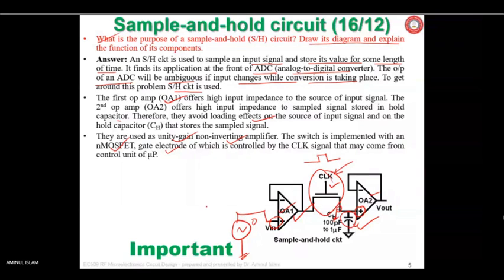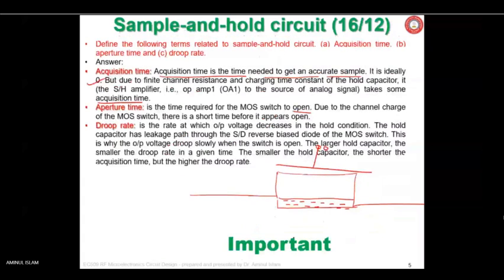If it is a small capacitor, it will be dropping quickly. If it is a huge capacitor, it will drop slowly. Of course, it will also depend on the acquisition time. It is related to the capacitor value. This is why the output voltage droops slowly when the switch is open. The larger the hold capacitor, the smaller the droop rate in a given time. The smaller the hold capacitor, the shorter the acquisition time, but the higher the droop rate. So it is related in this way.